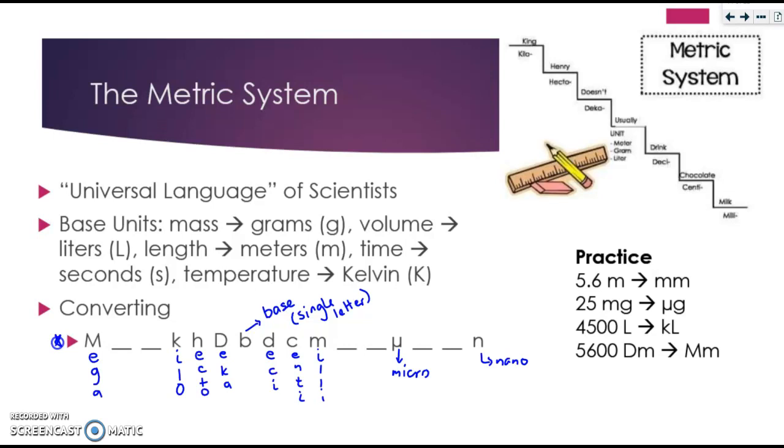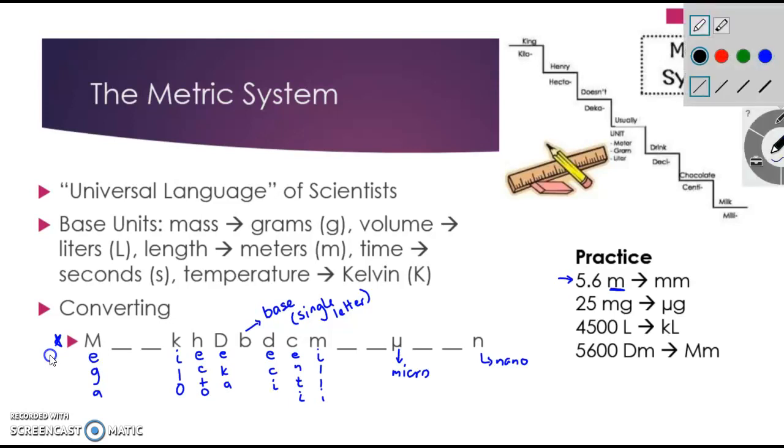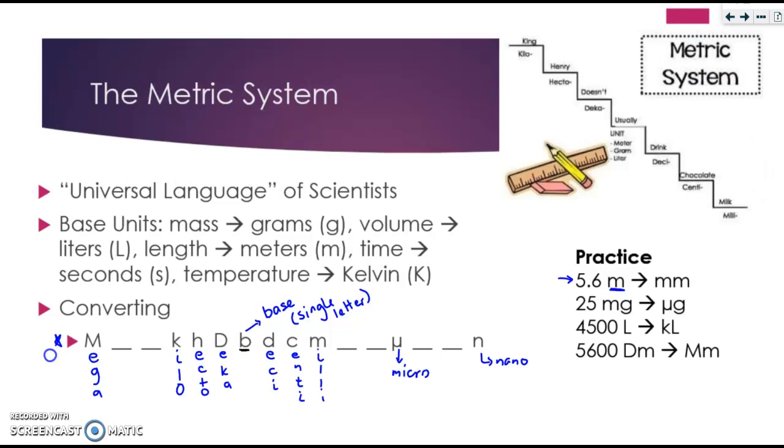So if we're going to use this, you're going to identify where to start, identify where to go, and then move your decimal accordingly. So let's do this first practice problem together. An M by itself is a single letter, so we're going to start at the base, and then the MM means we're going to go to the M. So I'm going to go 1, 2, 3. So I'm moving my decimal 3 spaces to the right. 1, 2, 3, and I'm going to fill in with my zeros. So I get 5,600.